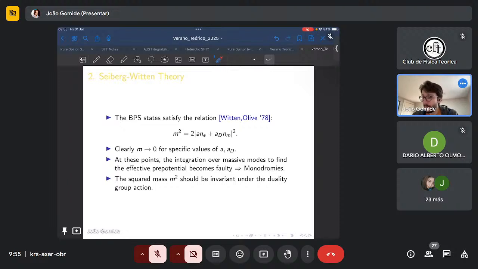So the basic idea I want to give you is that we have some massive states in the theory because we have a central extension. These massive states live in a short multiplet, and for specific points in the moduli space of vacua, the masses of these guys vanish. At these places, our procedure of integrating out massive modes to get the Wilsonian effective action is faulty, and we'll get some information from that.